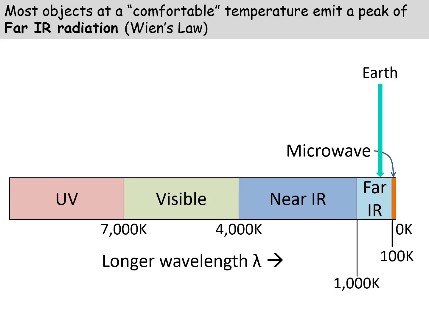Recall that a black body is a hypothetical material that absorbs all radiation incident upon it. It doesn't reflect any radiation. Physicists tell us that black bodies emit a spectrum of radiation where the peak wavelength is inversely proportional to the temperature. So cooler objects will emit radiation at longer wavelengths.